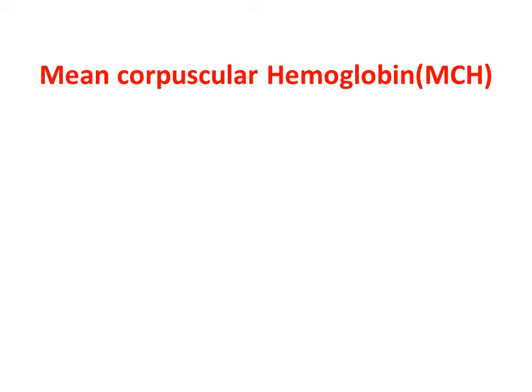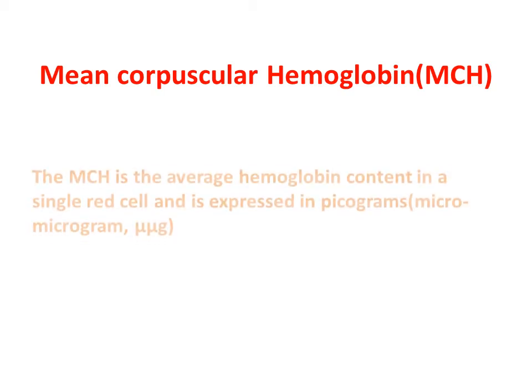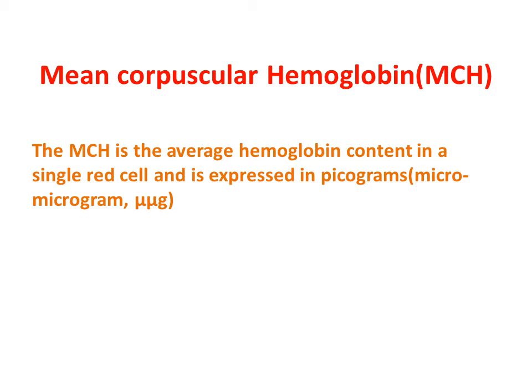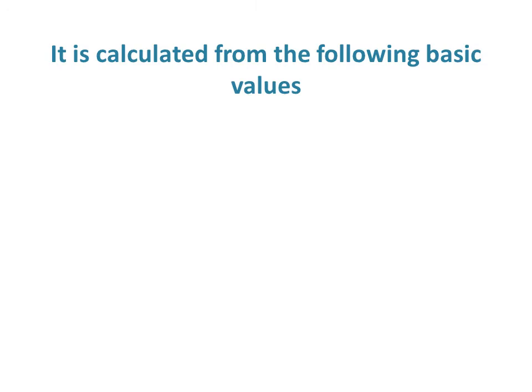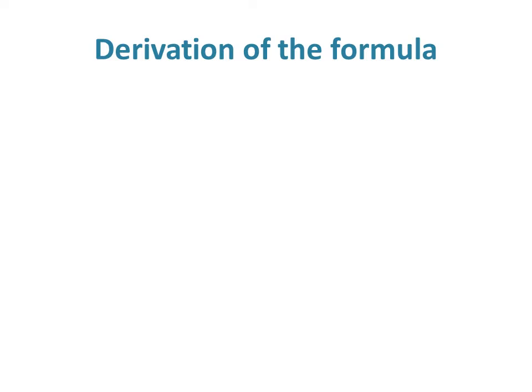Mean corpuscular hemoglobin or MCH. The MCH is the average hemoglobin content in a single red cell and is expressed in picograms or in micrograms. It is calculated from the following basic values: RBC count in million per cubic millimeter and hemoglobin in gram percent. Derivation of the formula.